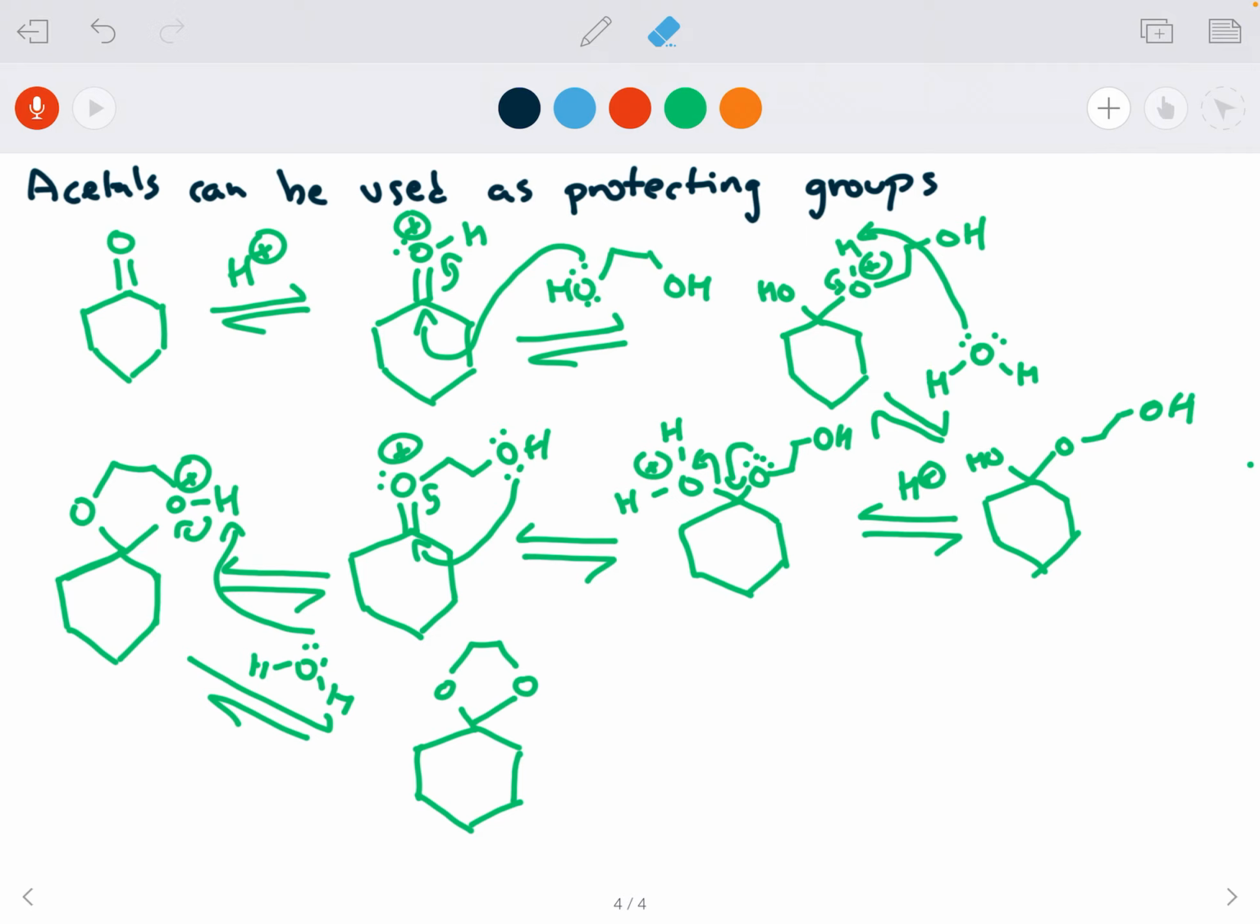If I want to remove the protecting group, I react with water, and I can kind of go in the reverse direction, right? All of this is in equilibrium. So if I add in water, I can just go in the reverse direction of this and get back to my ketone. So this is one of the most important uses of the formation of an acetal, is that we can use the acetal as a protecting group.